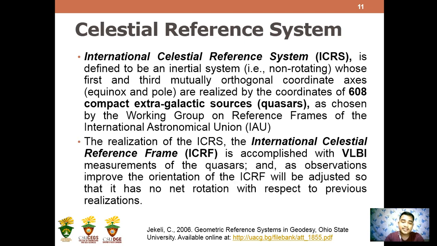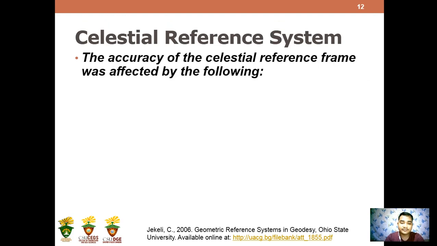Then the realization for the ICRS of course is the International Celestial Reference Frame or ICRF. It is accomplished with this measurement technique which is the VLBI or the very long baseline interferometry measurements of the quasars. And as observations improve, the orientation of the ICRF will be adjusted so that it has no net rotation with respect to the previous realizations.